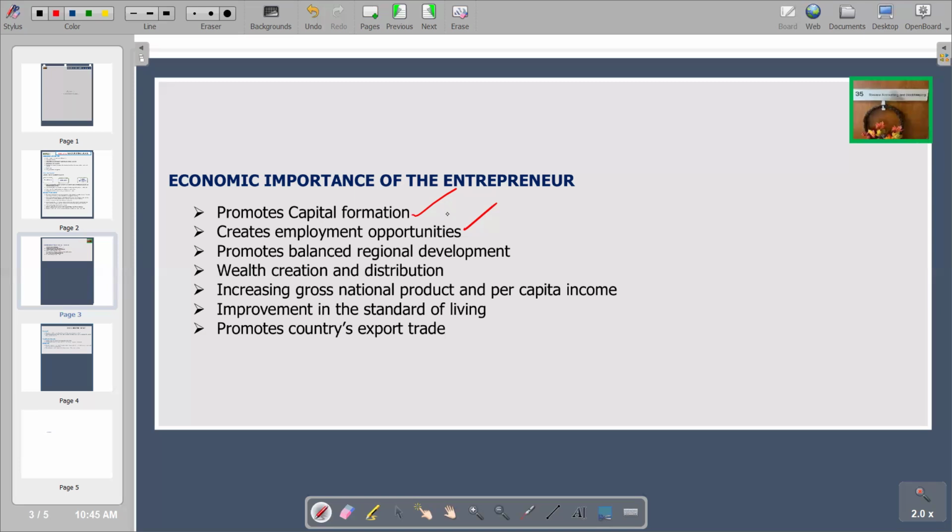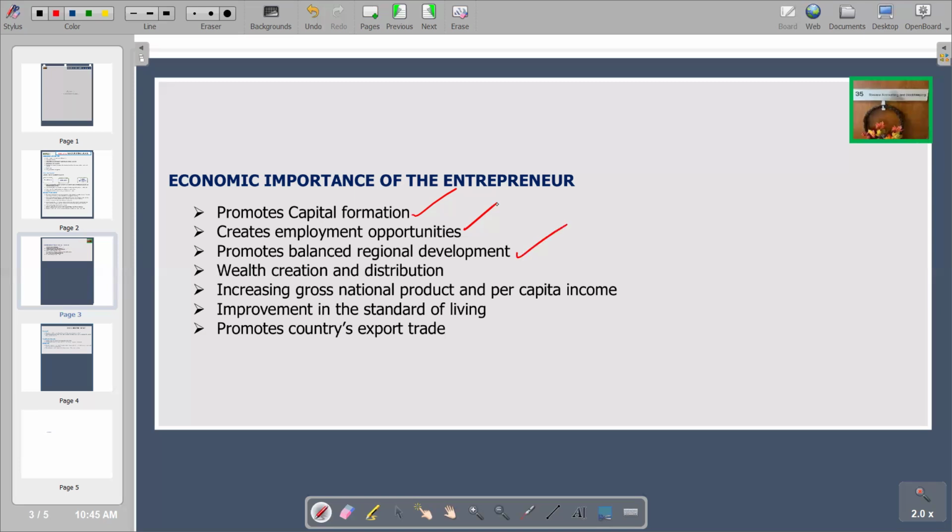So you see another positive we are seeing in the economy: enhancing economic development in the country. Economic development is based on the quality of life that is being lived by the citizens of the country. So that's what we have in terms of creation of employment opportunities. Next, we see balanced regional development.